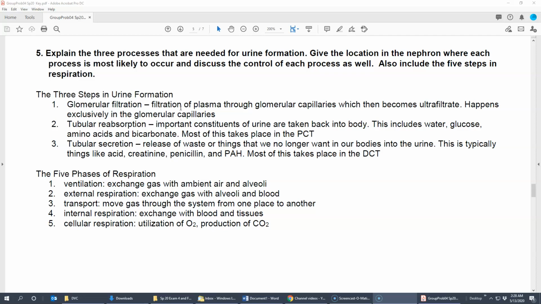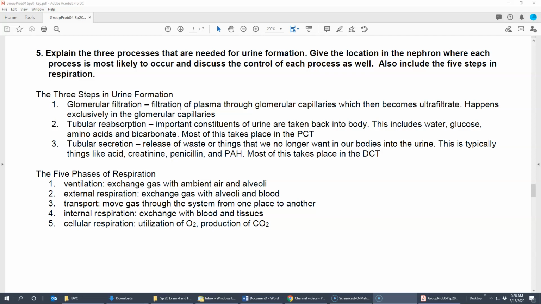The 5 phases of respiration, I think the best way to remember those are just to think of a stepwise progression from outside to inside in terms of oxygen. How do we get oxygen from the outside air to my tissues to be used in metabolism? So the 5 phases are ventilation, that's number 1. We get exchange of gas between the ambient air and the alveoli.